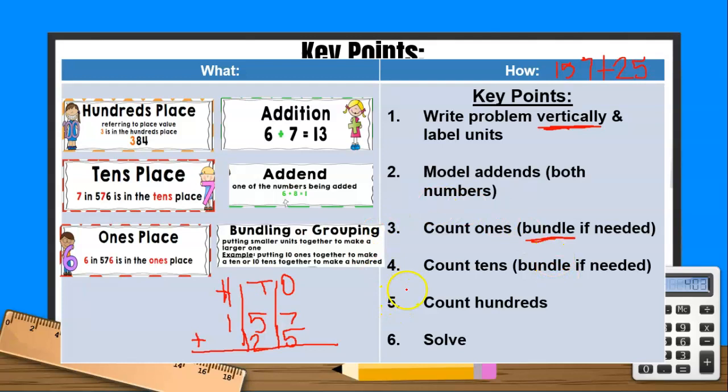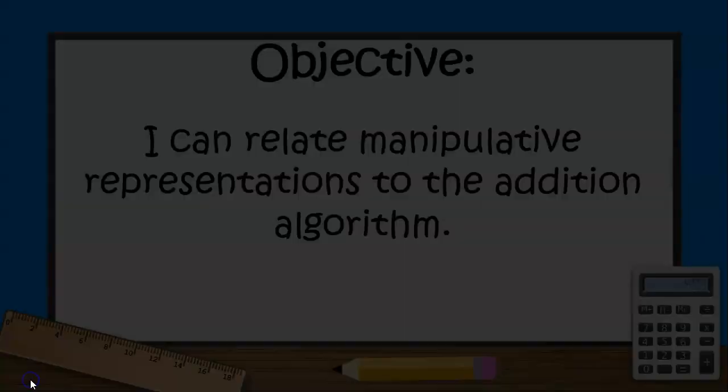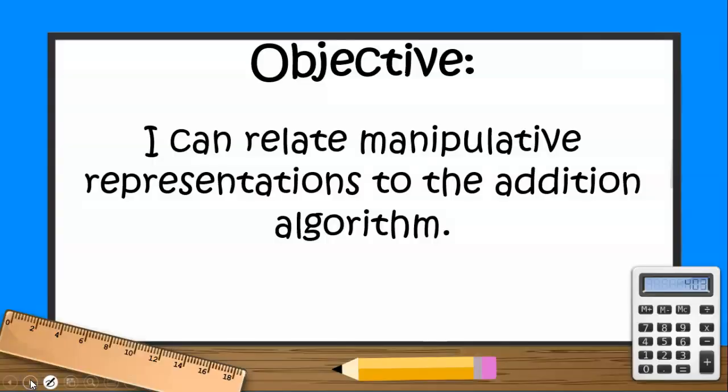Key point number 4, you count the tens. If you have more than 10 tens, you bundle it. And bundle means you make a circle with an arrow and you go to the next place value and put a dot. Key point number 5 means count the hundreds. And then key point number 6 means just solve. Now, what is our objective for the day? By the end of the class, we're going to be able to relate manipulative representations to the addition algorithm. And remember, vertical form is also called standard algorithm.